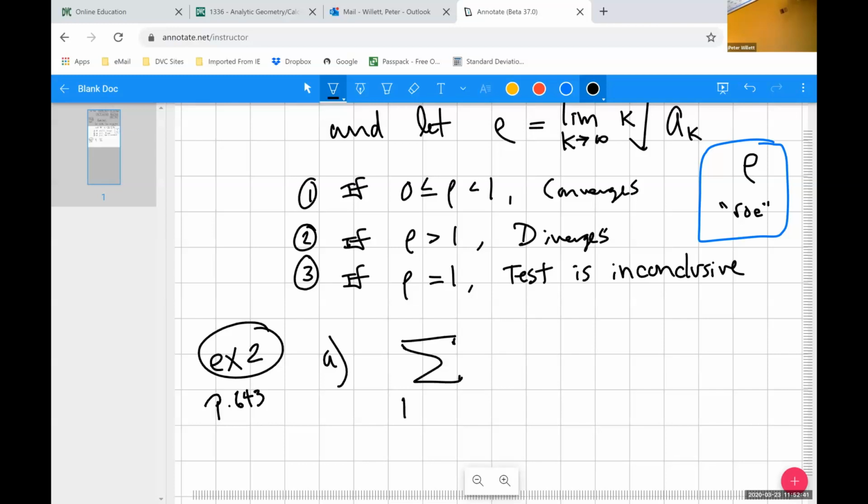So we have the sum as k goes from 1 to infinity. And in this case, we have a nice rational expression, 4k squared minus 3 over 7k squared plus 6, all raised to the power of k.